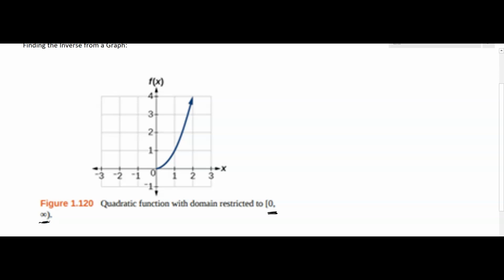Now, when we want to do the inverse, let's first look at some of the points on f of x. We have a point at 0, 0. We have a point at 1, 1. And we have a point up here at 2, 4. And you could identify those points off the graph. We know it's a quadratic function because they tell us that.